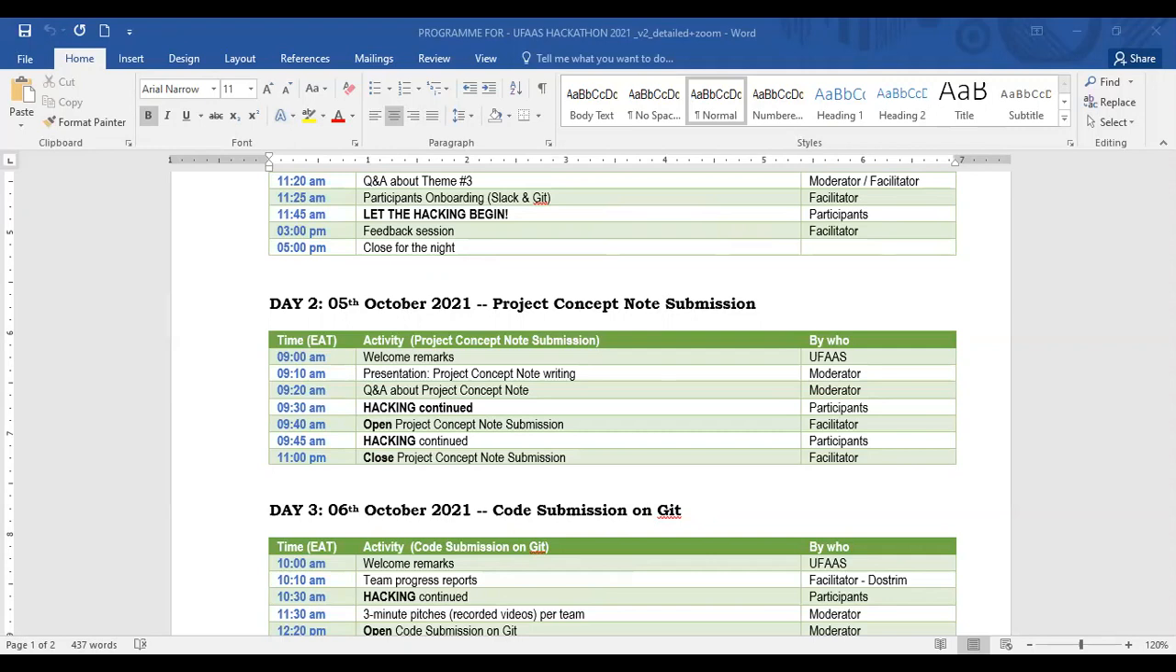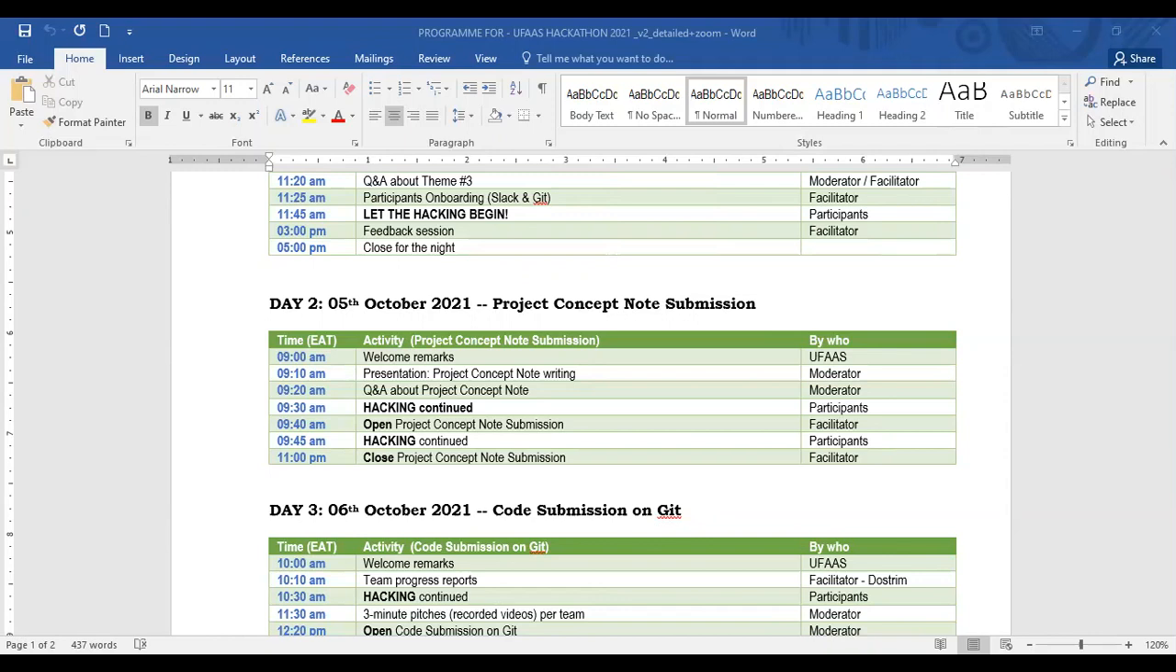And remember that we shall be presenting via recorded videos. So if you need assistance with how to record, what tools to use for recording, you can still get back to us for any assistance.